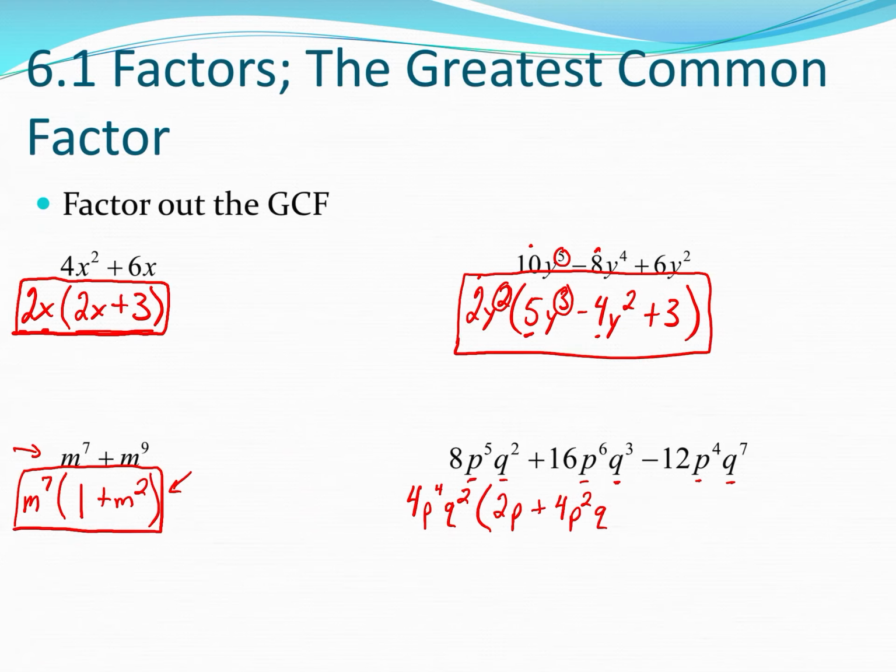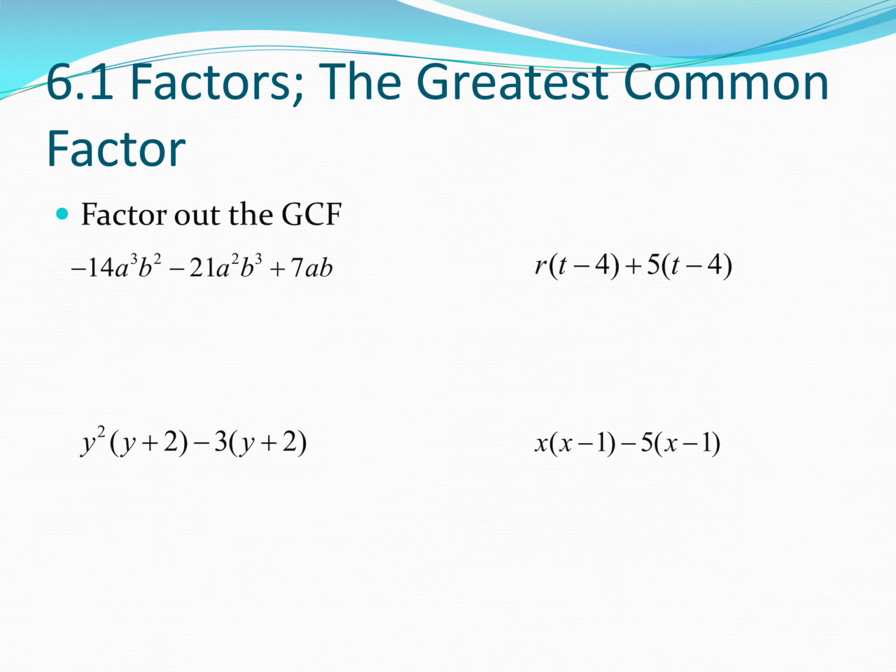And then the last term, negative 12 divided by 4 is negative 3. There were 4 p's, you took them all out, so there's no p's left. There were 7 q's, you took 2 out, and so there's 5 q's left. So q to the 5th. And again, there's our factored form of that polynomial. When you finish this, you should have something being multiplied by something else. Okay? Now, let's try a few more here.